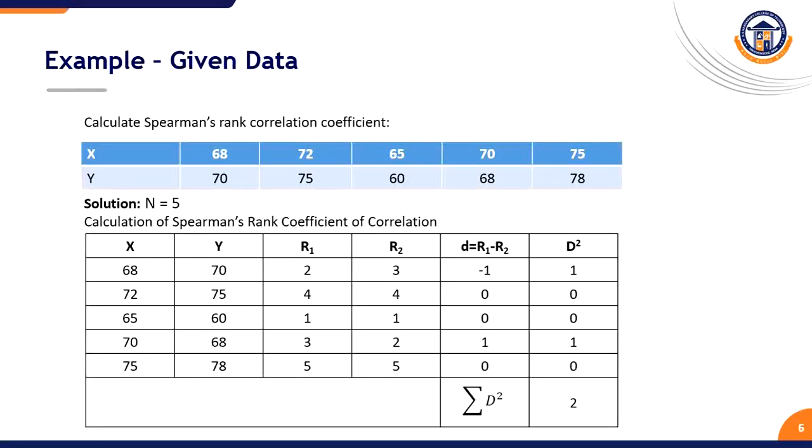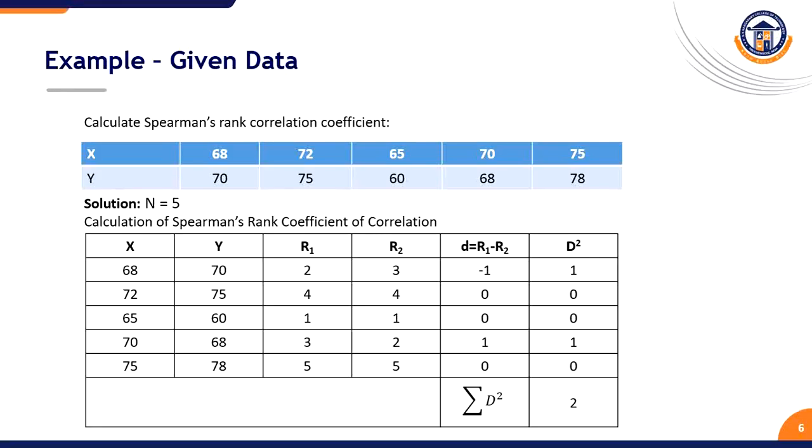Next, we see an example problem. The given data: calculate Spearman's rank correlation coefficient from the following data. X series is given and also Y series is given. So here, how many pairs of observations are there? Five pairs of observations are there. So you have to take capital N equal to 5.